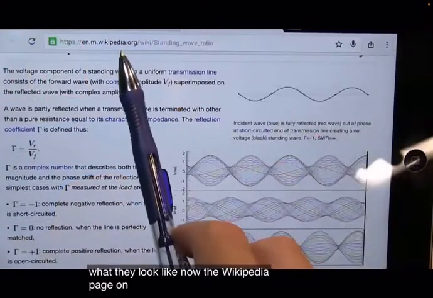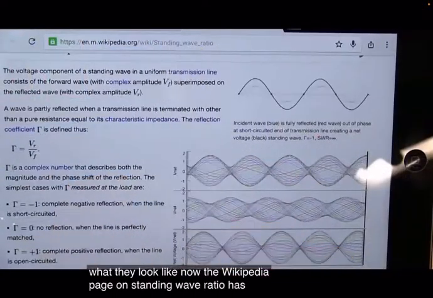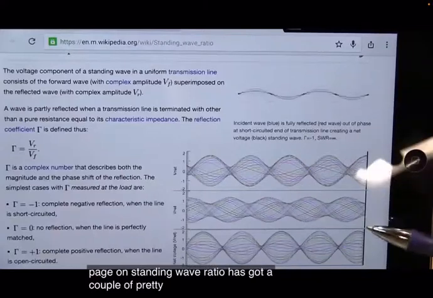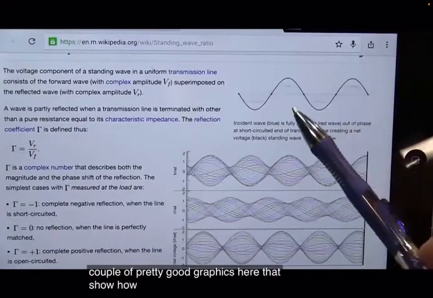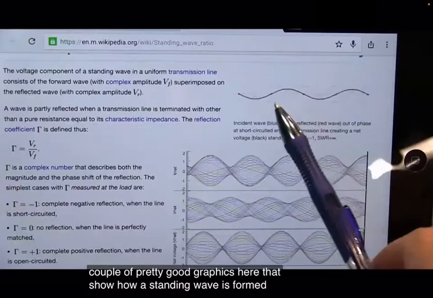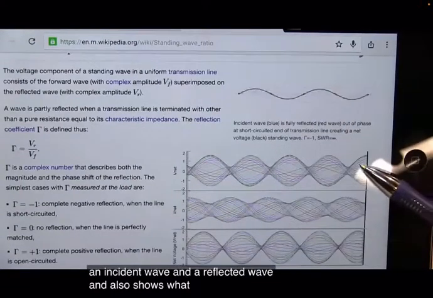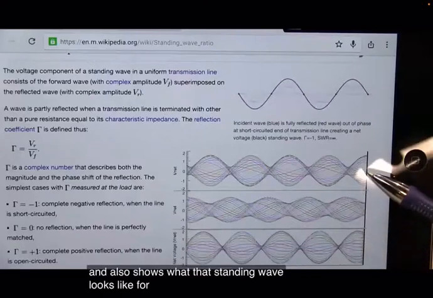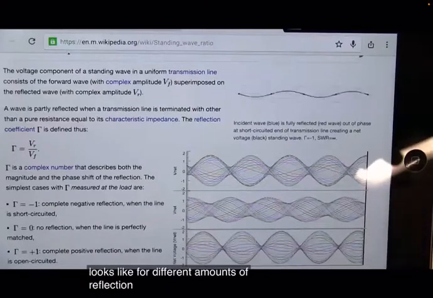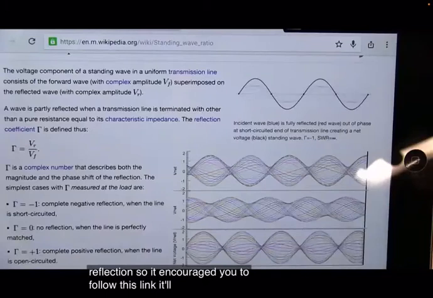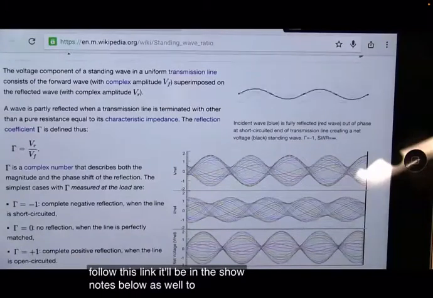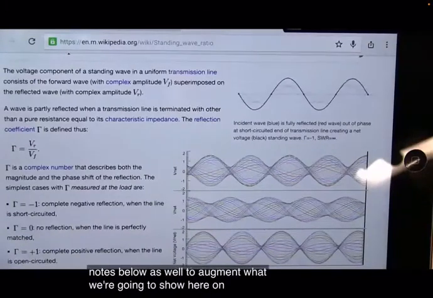Now, the Wikipedia page on standing wave ratio has a couple of pretty good graphics that show how a standing wave is formed from an incident wave and a reflected wave, and also shows what that standing wave looks like for different amounts of reflection. So I'd encourage you to follow this link. It'll be in the show notes below as well, to augment what we're going to show here on the bench today.